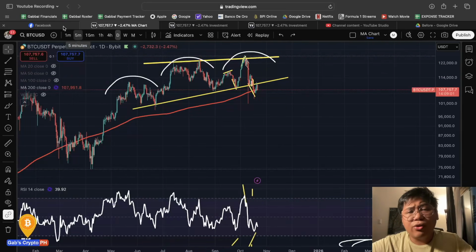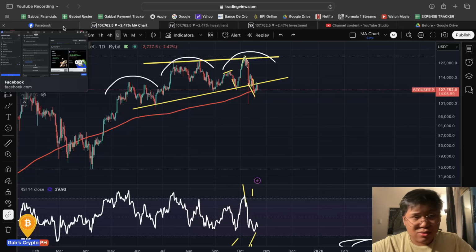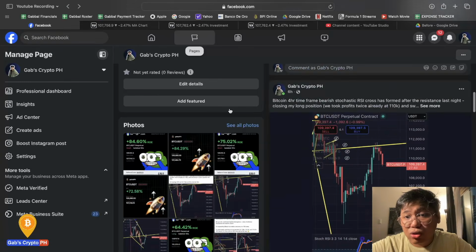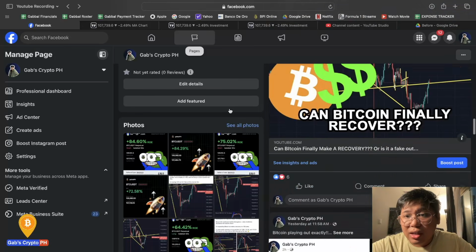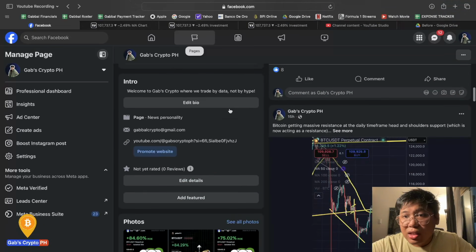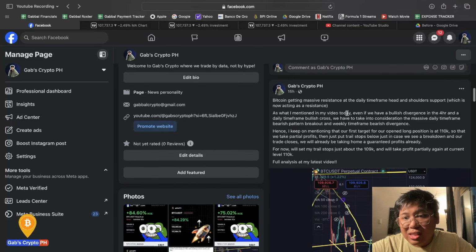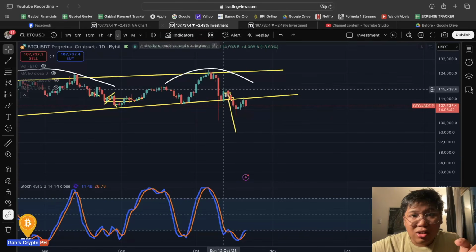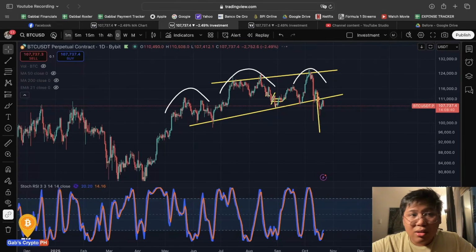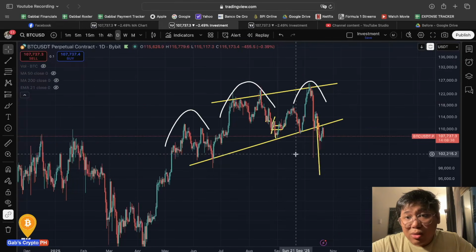If you have been following my Facebook page, you would have known that I mentioned that I am going to close my long position, and it's because in the current Bitcoin price action, we are seeing a resistance at the head and shoulders pattern, which is this chart. Let's try to open that. So let's look at what happened here with the Bitcoin price action.